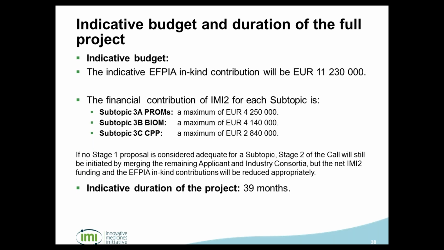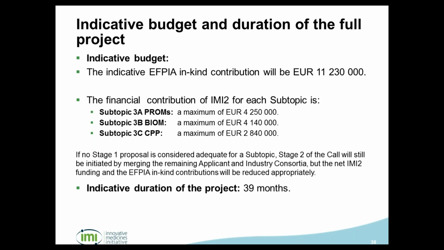Next slide, please. What is the indicative budget and duration of the full project? The indicative EFPIA in-kind contribution will be €11,230,000. The financial contribution of IMI 2 for each subtopic is, for the prompts, a maximum of €4,250,000. For the biomarker subtopic, a maximum of €4,140,000. And for the CPP subtopic, a maximum of €2,840,000.